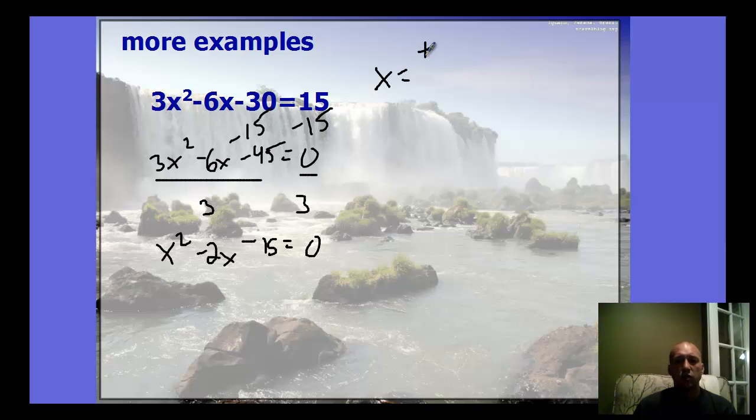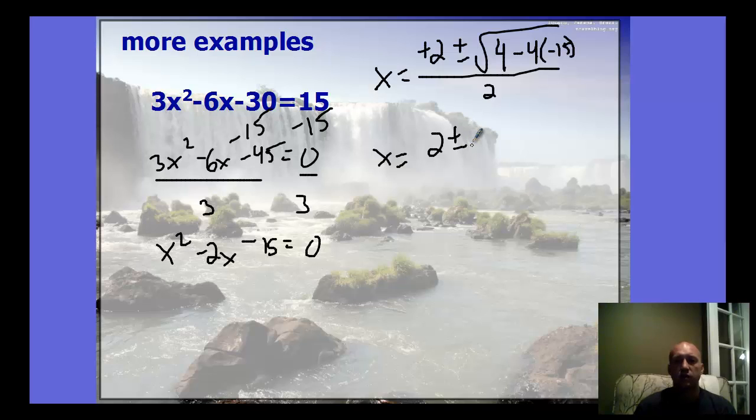So it's a negative negative 2, so it's really positive 2. Plus or minus the square root of b squared. A lot of times I'll simplify in my head. So negative 2 squared is positive 4, minus 4 times a. A is 1, so I need to show that. Times c, all over 2 times a, 2. I'll do some simplifying as I write out the formula to help me out. So 2 plus or minus the square root of 4 plus 60. So this will be 64 over 2. So x equals 2 plus or minus 8 over 2.